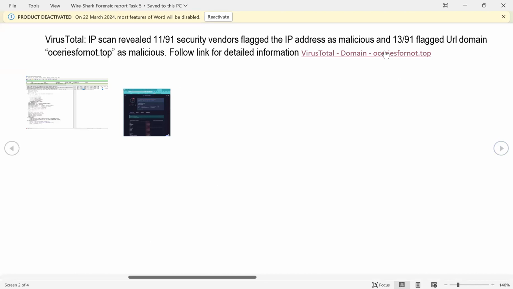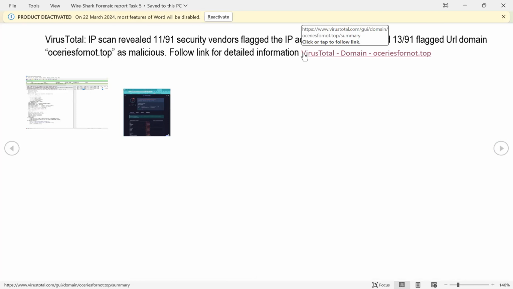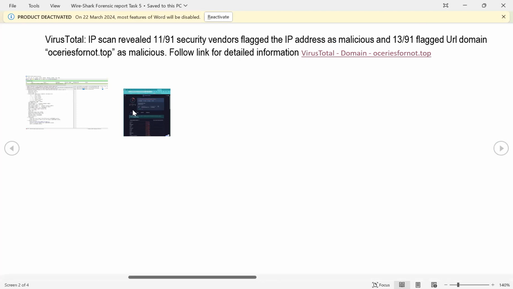Okay. Then he went on to tell us what VirusTotal gave him. He said the IP scan revealed that 11 out of 91 security vendors flagged the IP address as malicious, and 13 out of 91 flagged the URL domain as malicious. When you follow the link for detailed information, you would definitely see the details of what is mentioned.